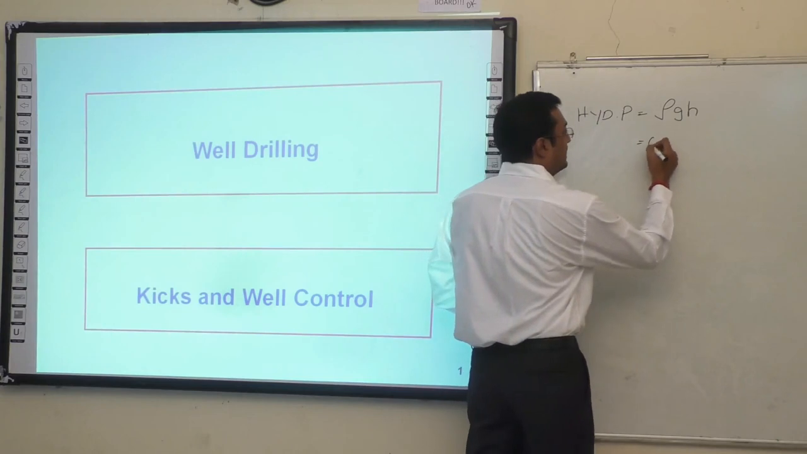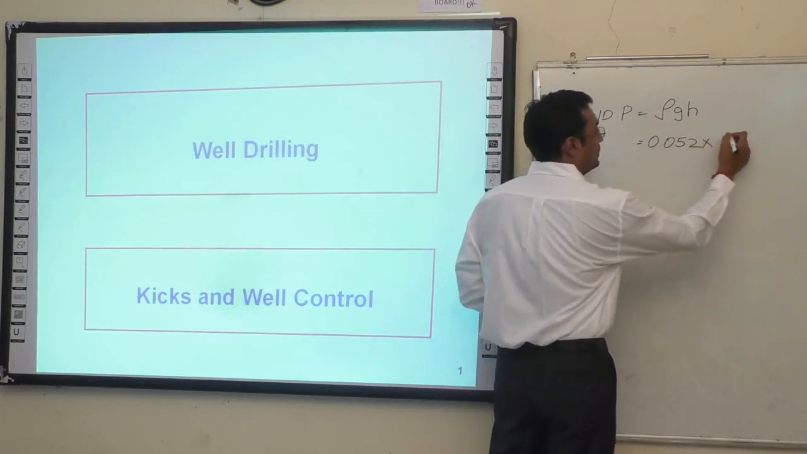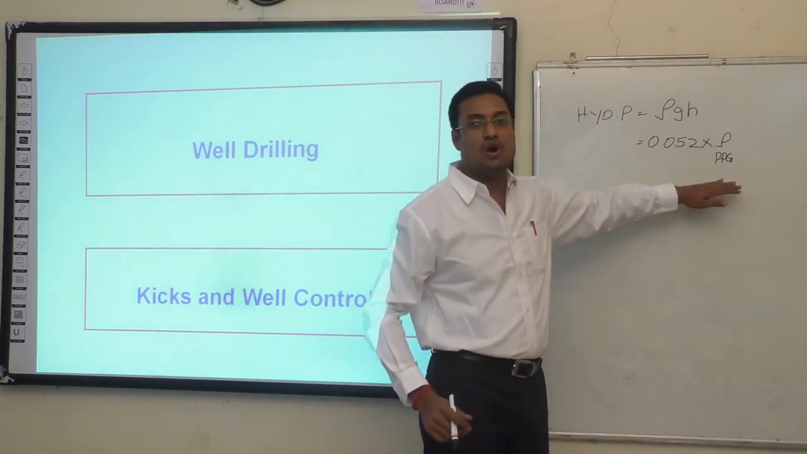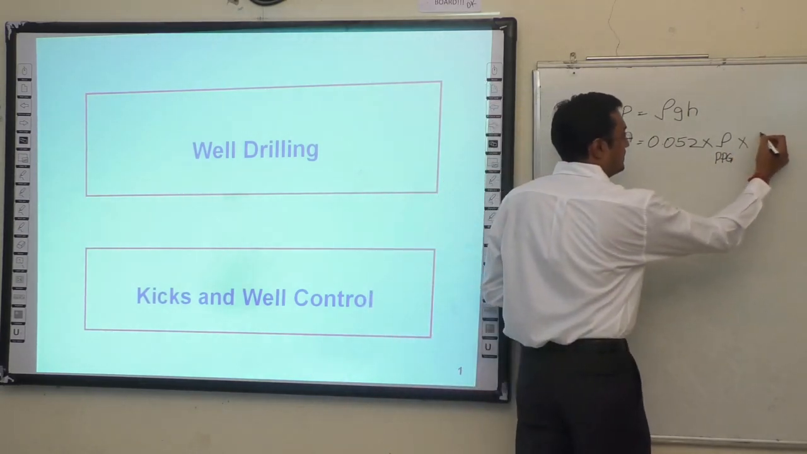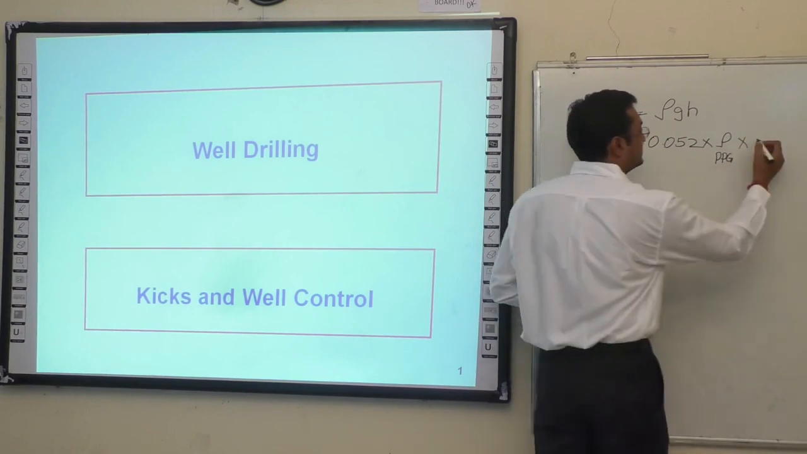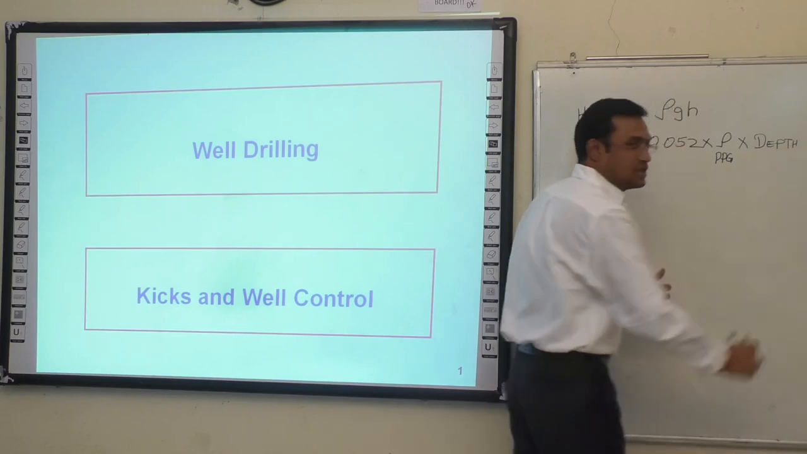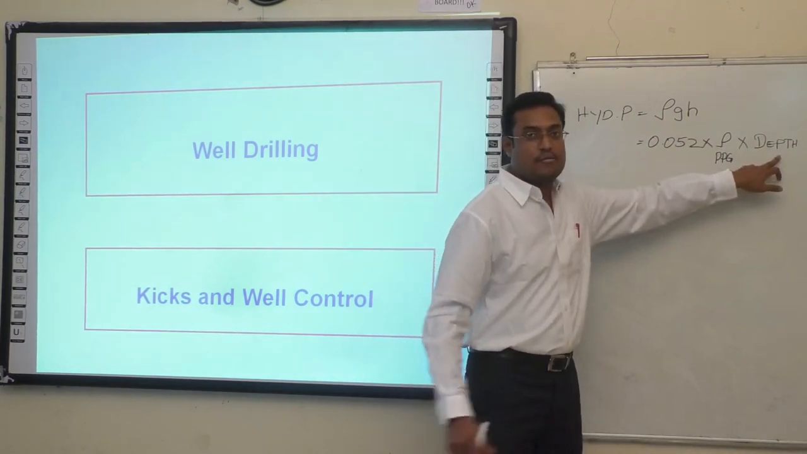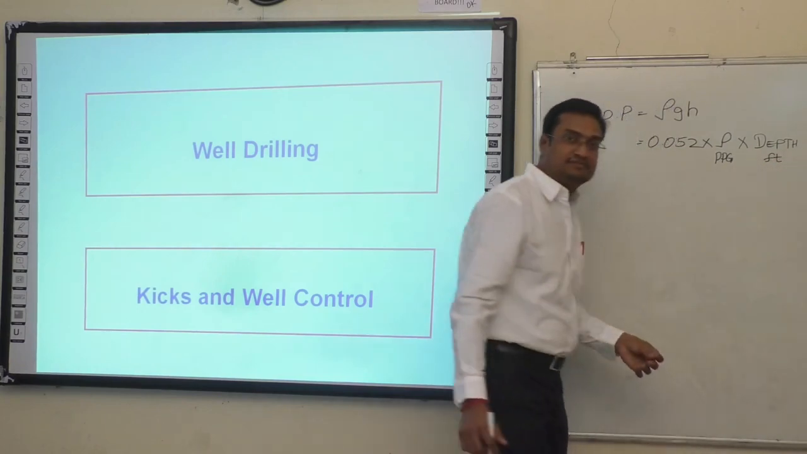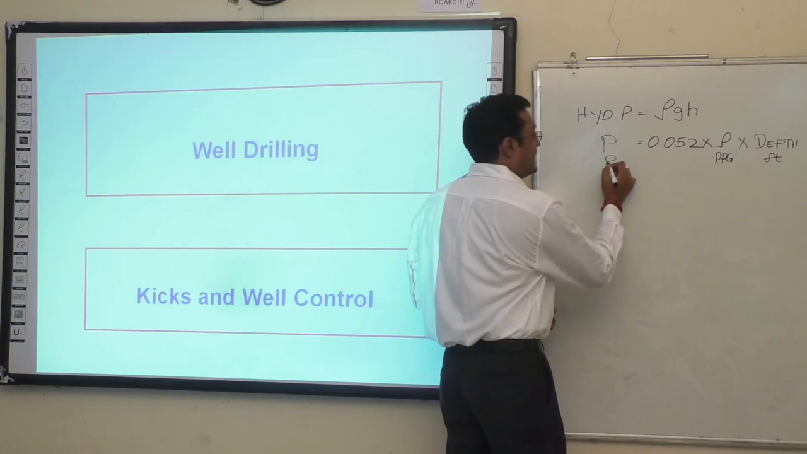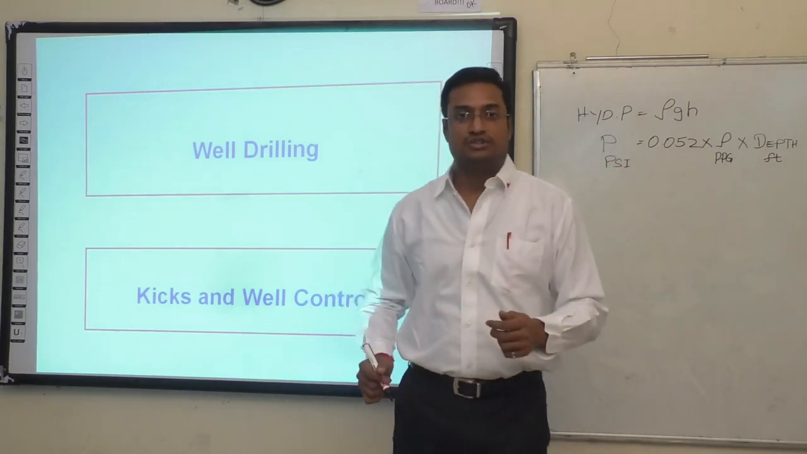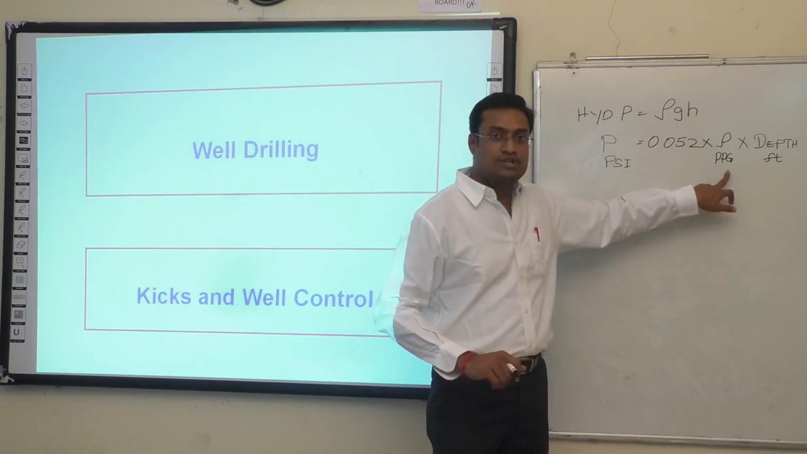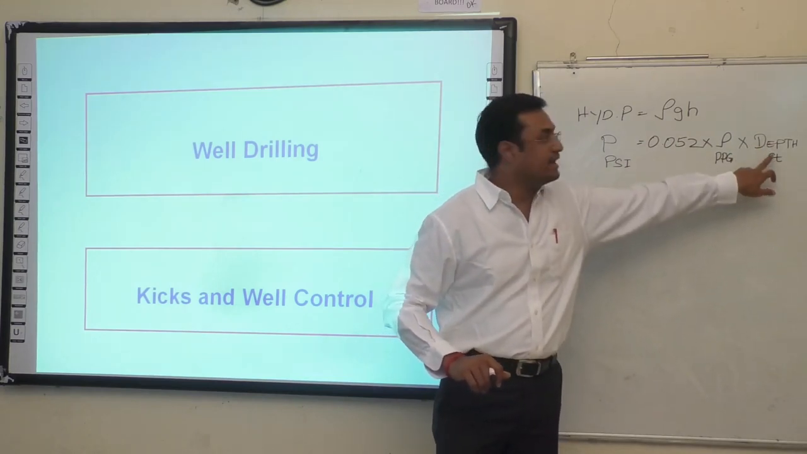So hydrostatic pressure is 0.052 into the density of the fluid in pounds per gallon. So we start introducing the oil field units. Times h. H is the height, here we call it depth. Since we are going to drill from the surface and go deeper, instead of height we call it depth, and the unit for that is feet. And the pressure we get in PSI, pounds per square inch. Pounds per square inch is equal to 0.052 into density of the fluid in pounds per gallon times the depth of the well in feet.